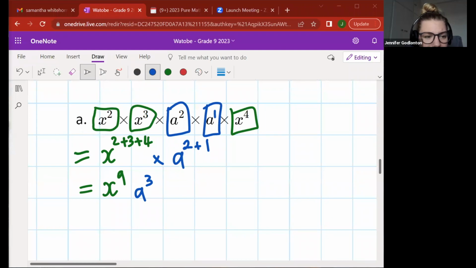Nice job, guys. You're doing really well. So just remember, all we're doing is we're adding the exponents where our bases are the same. And then we're just sort of lumping it together.